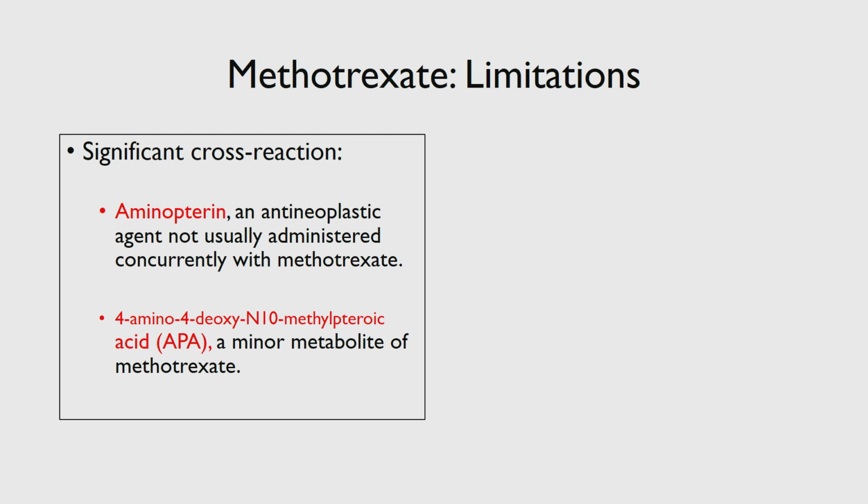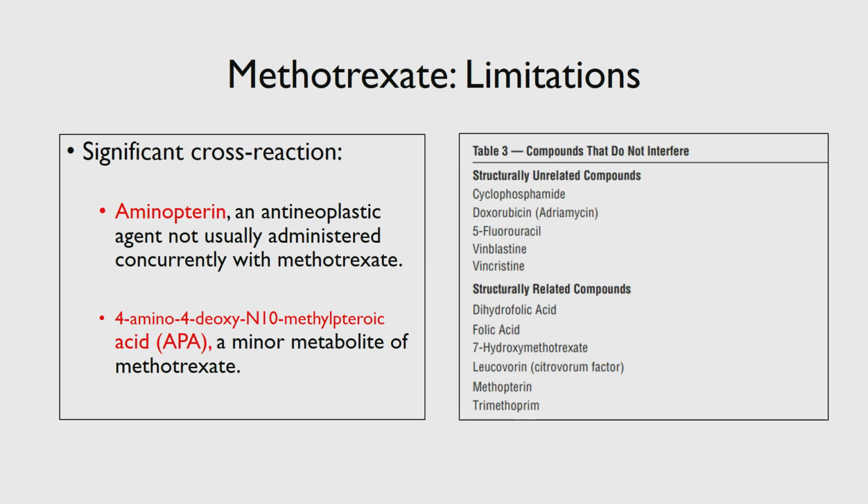So there is significant cross-reaction for aminopterin, which is an anti-neoplastic agent, but not usually administered concurrently with the methotrexate. And another minor metabolite of methotrexate can also act as a cross-interference in our assay. But there are drugs which do not have any interferences. The other drugs such as cyclophosphamide, doxorubicin, 5-fluorouracil, vinblastine, and vincristine have been proven to have no significant cross-reaction and interference in our assay.